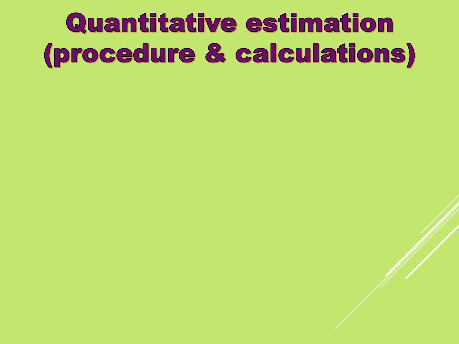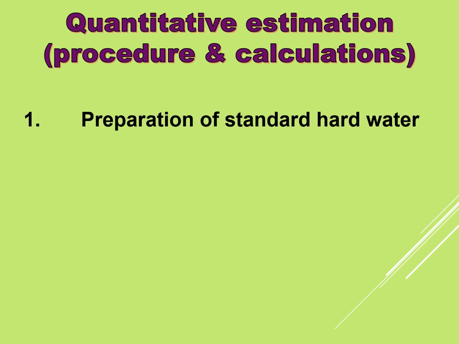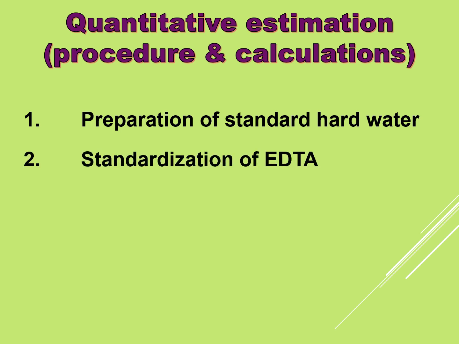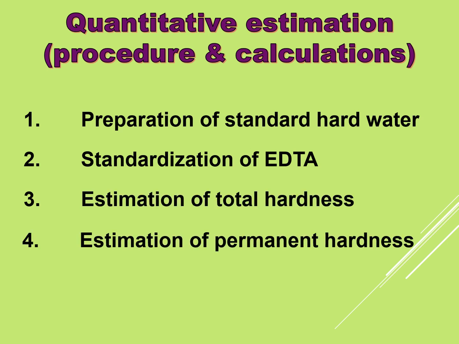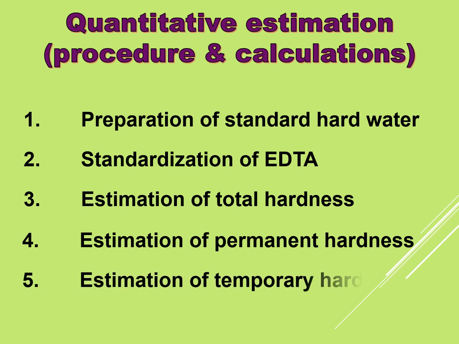Quantitative estimation. Practically, how can you do this? There is some calculation part also for this. The quantitative estimation is divided into 5 parts. First part is preparation of standard hard water. Now I will explain what that is. Second one is standardization of EDTA. Third one is estimation of total hardness. Fourth one is estimation of permanent hardness. And the fifth one is estimation of temporary hardness.